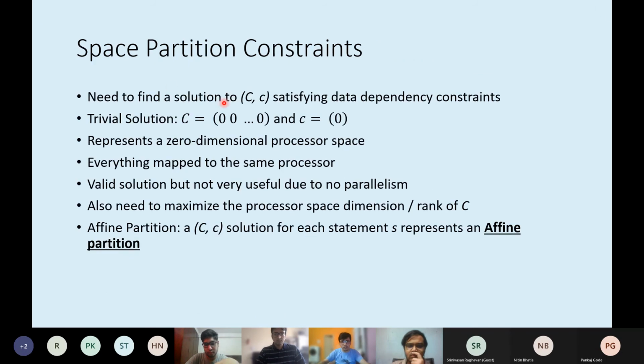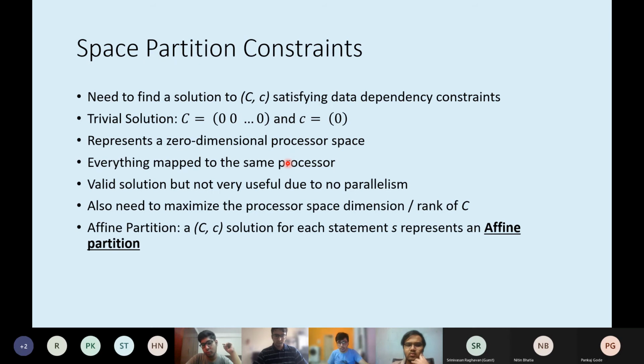We need to find a solution to capital C, small c which satisfies the data dependency constraint. A trivial solution would be that the C matrix is all zero and the c vector is also all zero. So this represents a zero dimensional processor space, and that means that everything is mapped to the same processor, processor zero. This will satisfy the data dependence constraint. It satisfies the partition constraint that we want.